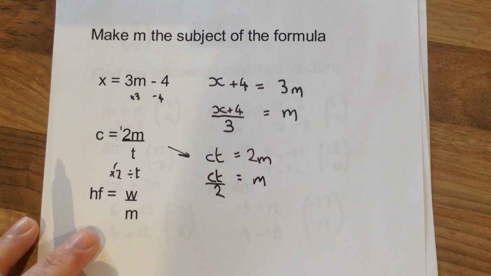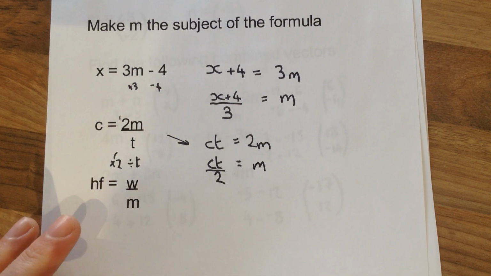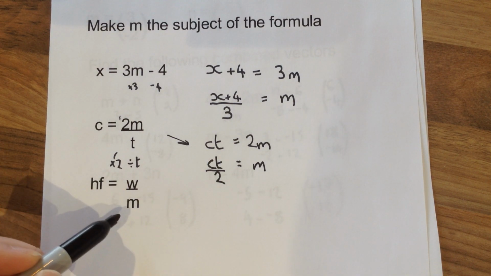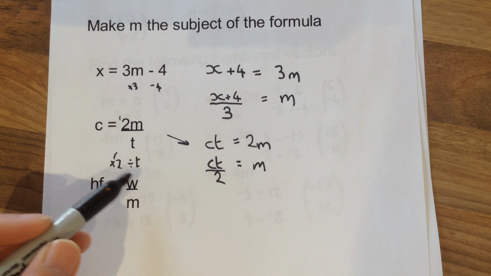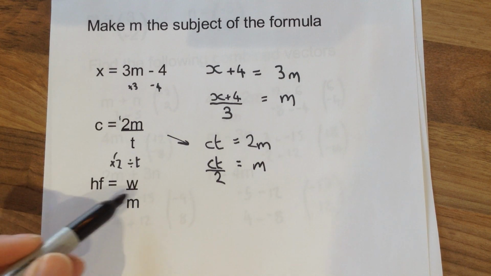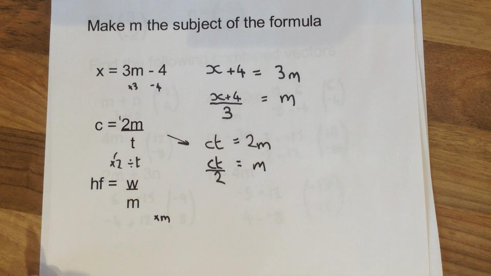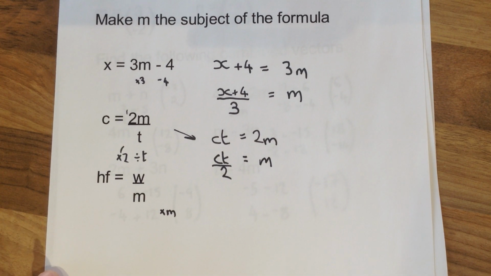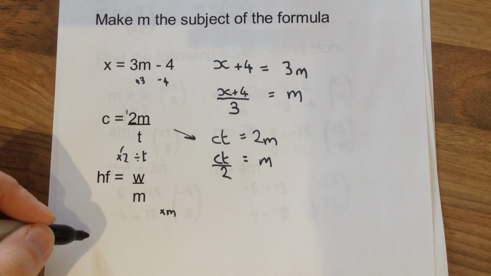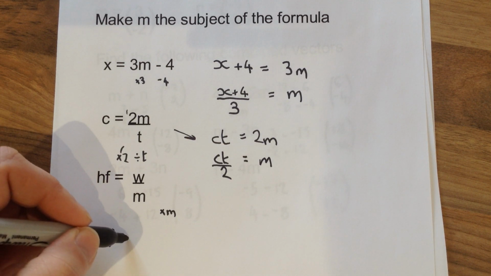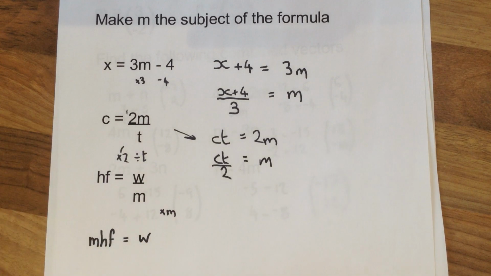The final one, there's a quick cheat way of doing this, which I'll mention in a second, but because m is now at the bottom of this fraction, we can't actually rearrange anything to do with the fraction until we move this m. So the first thing I would do here is multiply both sides of this equation by m. That would give me mhf is equal to w.